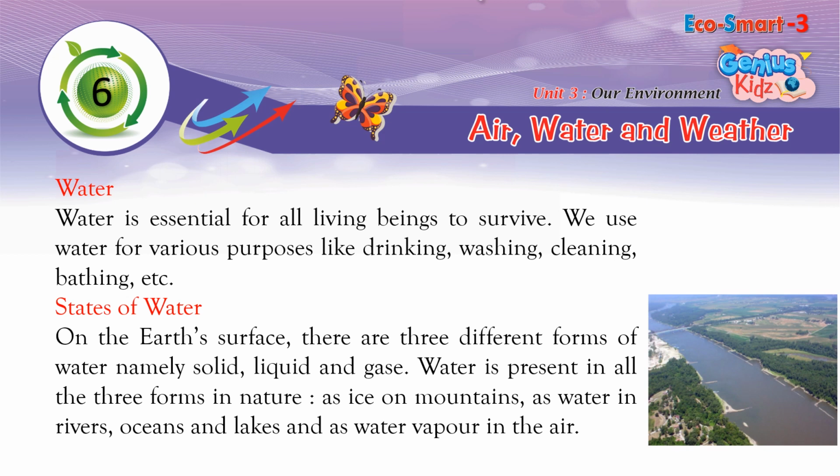Water. Water is essential for all living beings to survive. We use water for various purposes like drinking, washing, cleaning, bathing, etc. States of water. On the Earth's surface, there are 3 different forms of water, namely solid, liquid and gas. Water is present in all the 3 forms in nature, as ice on mountains, as water in rivers, oceans and lakes and as water vapor in the air.